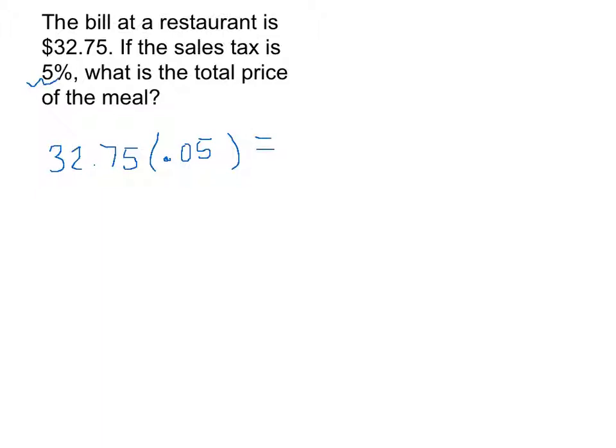And that gives me $1.637. So I'm going to round that to $1.64. So this is my tax. This is not going to be the final answer because unfortunately you're not paying $1.64 for the whole meal when this is your bill. So we're going to have to add this to the original bill.